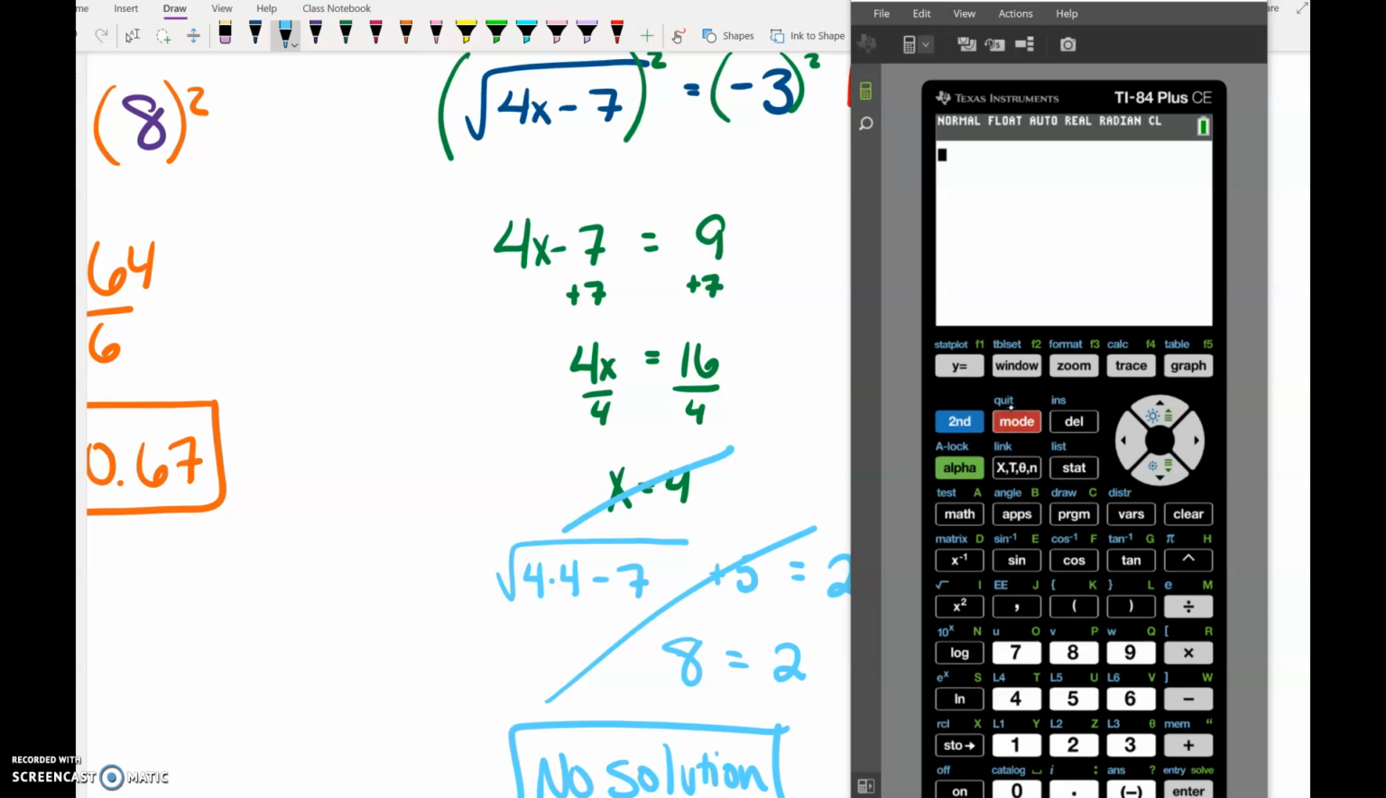On your calculator, when you type in square root, you get this little parentheses. You'd need to do 4 times 4 minus 7, close your parentheses, then add 5 to have it calculate that correctly. The stuff in the parentheses is the stuff that would be under the radical.